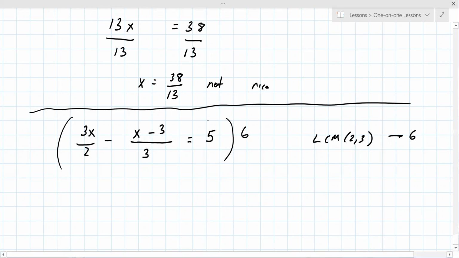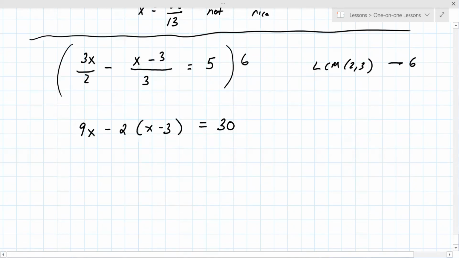All right, so I'm going to just start putting down some numbers here. So this is 9x minus 2 parentheses x minus 3 equals 30. I did skip a little bit here. Let me know if any of that's unclear or if you got something different, I can explain further. That's what I got. Great.